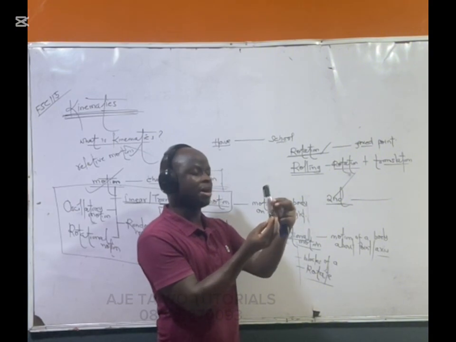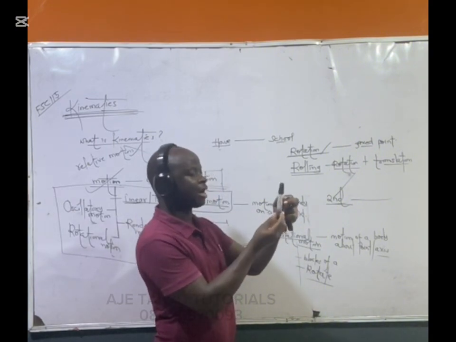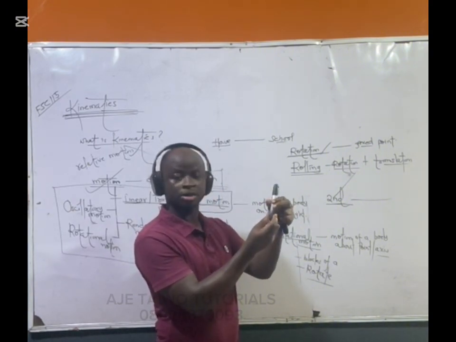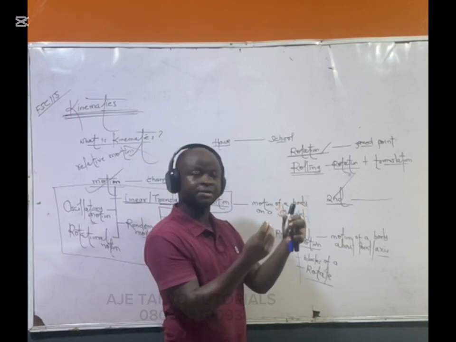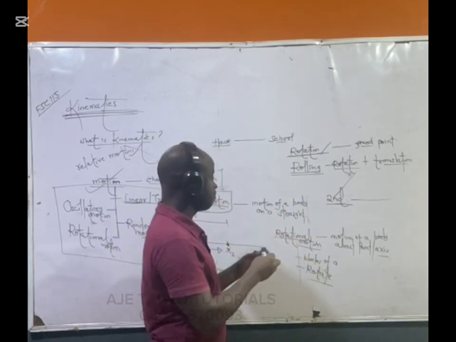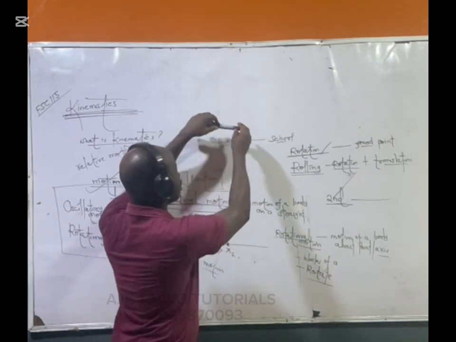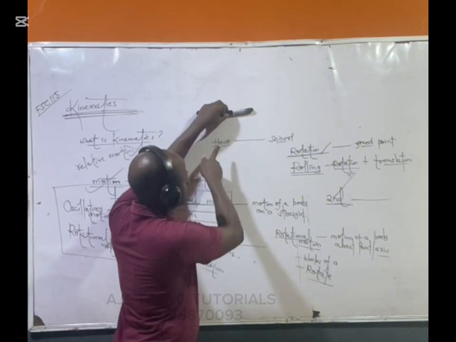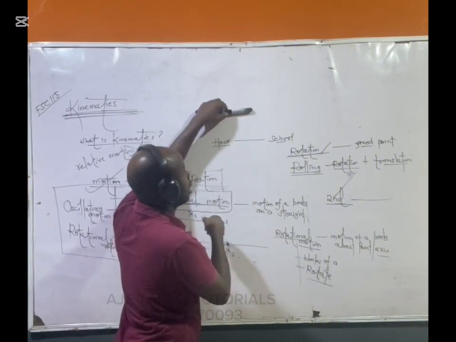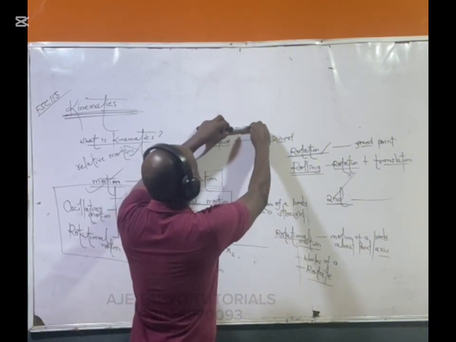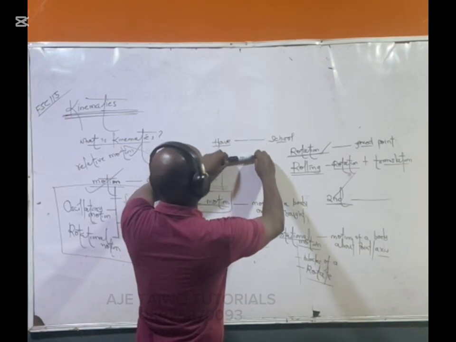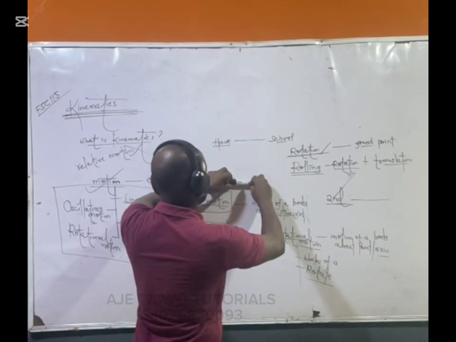If I spin this marker, watch. What do you have? If you spin it, the marker will roll. If you leave this marker to come down, it will roll and come down.